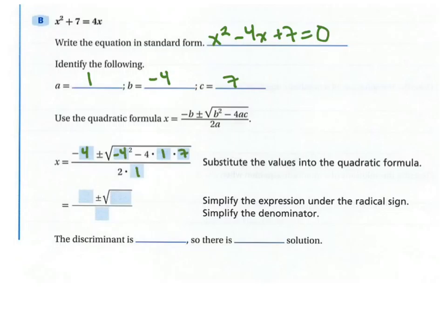Okay. So x equals negative 4 plus or minus root negative 4 squared minus 4 times 1 times 7 over 2 times 1. We'll simplify. We get negative 4 plus or minus root negative 12 over 2. And, oh, the discriminant is negative. So that means we have no real solutions.